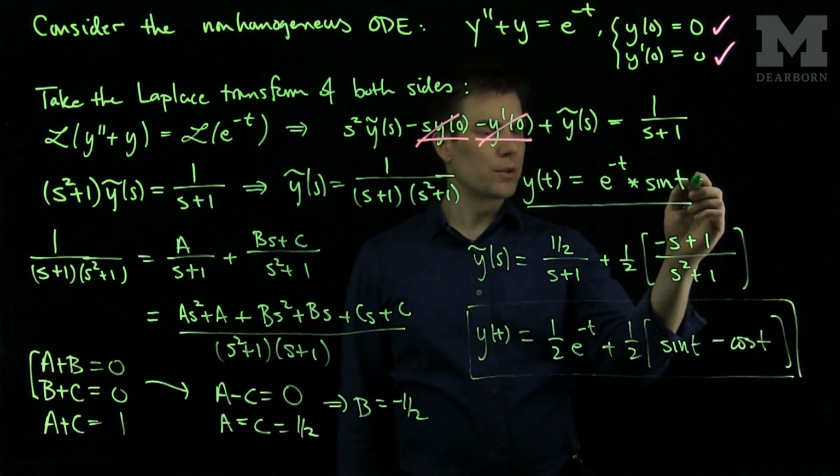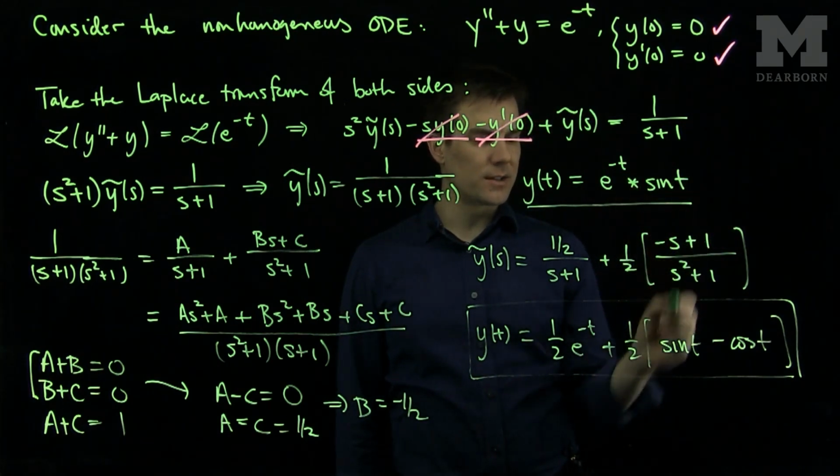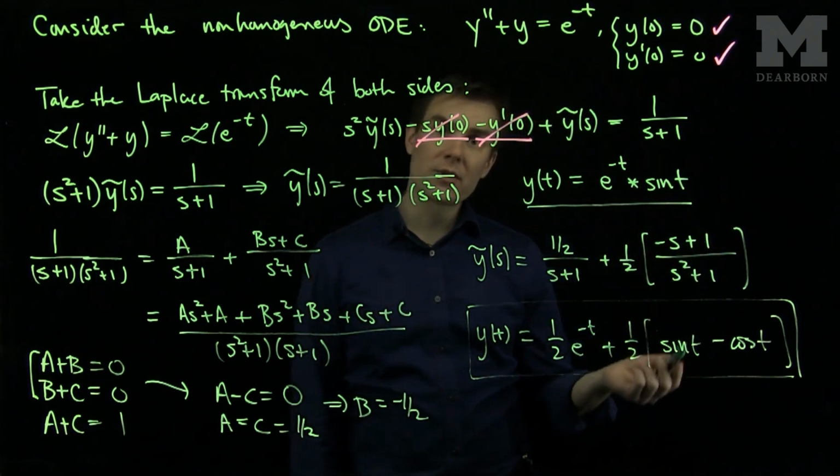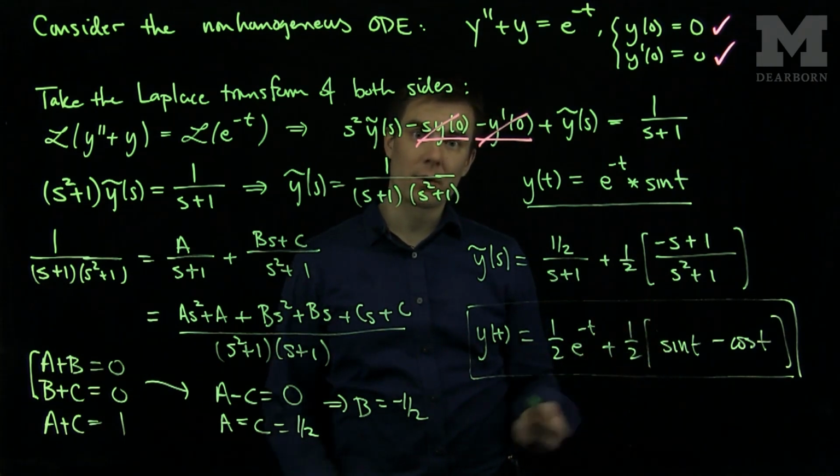If we were to compute the convolution of e to the negative t and sine t, we'll arrive at this answer. And that's a good exercise to do to verify that both methods are equivalent.